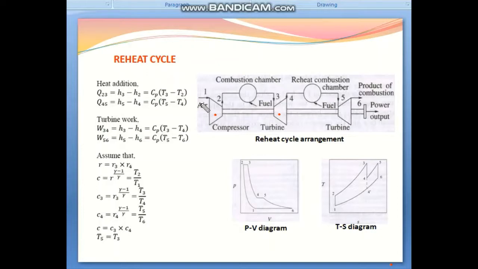First, the air is sucked into the compressor, that is the process 1 to 2. The air then flows through the compressor, that is the adiabatic compression process, shown in the PV diagram as the 1 to 2 process. This is 1 and this one is 2. So it is a constant entropy process, and the temperature is increased a little here.